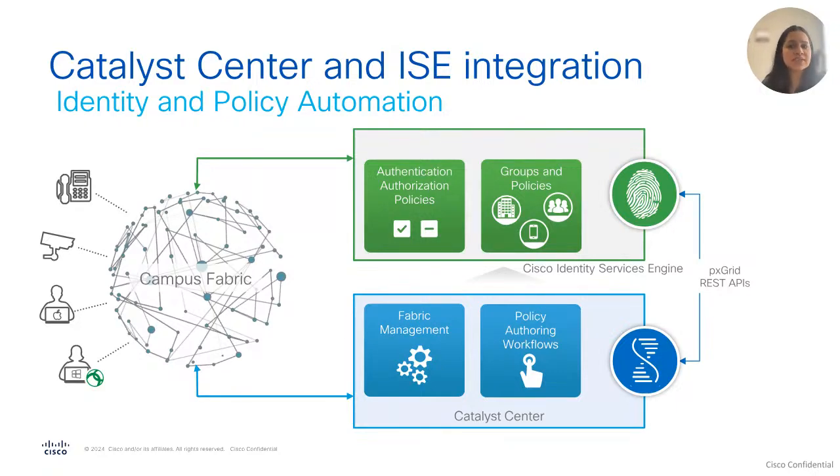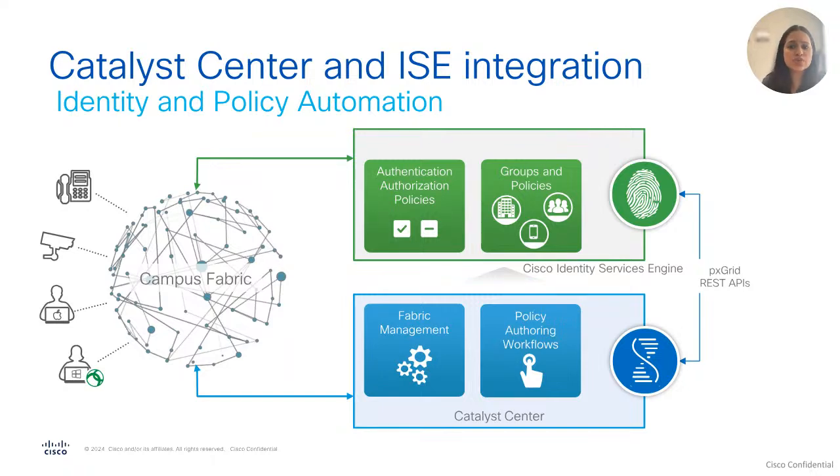Once we integrate Catalyst Center with ISE, it establishes the trust relationship. Then all the policies and security group tags that you create on Catalyst Center will be pushed to ISE via APIs. And ISE, in turn, will push the policies to the network devices and will share the contextual information with Catalyst Center via the pxGrid connection.